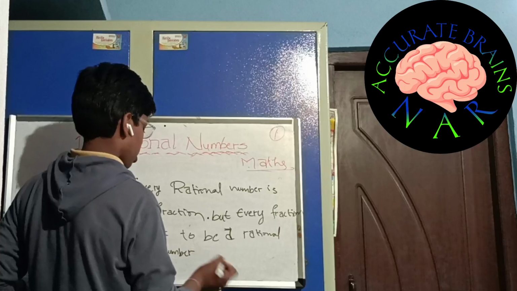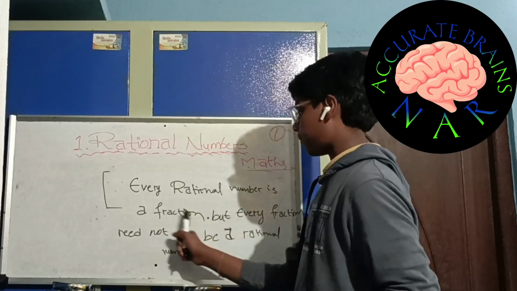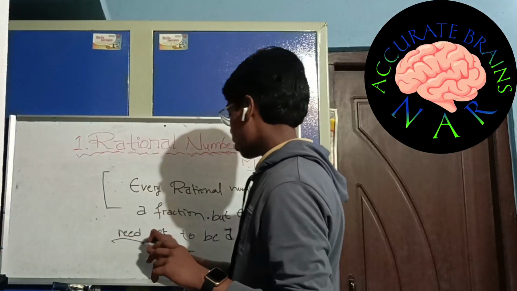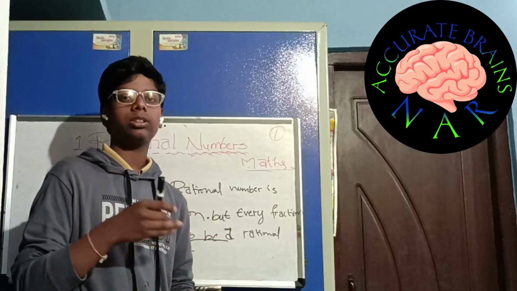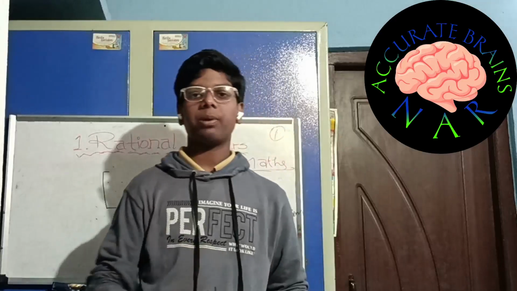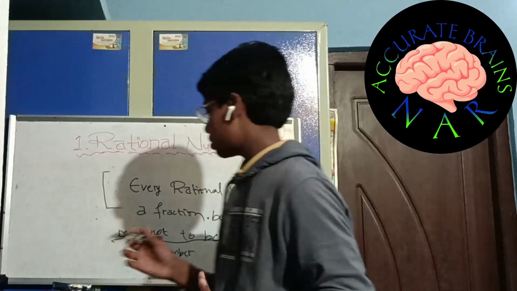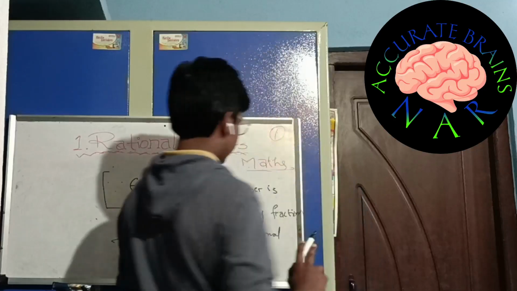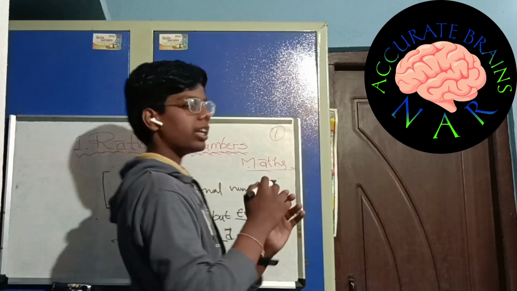So here we got the property: every rational number is a fraction, but every fraction need not to be a rational number. Here the words "need not to be" mean not confirmed, it must happen, but not confirmed that it must happen. So every rational number is a fraction, but every fraction need not to be a rational number.